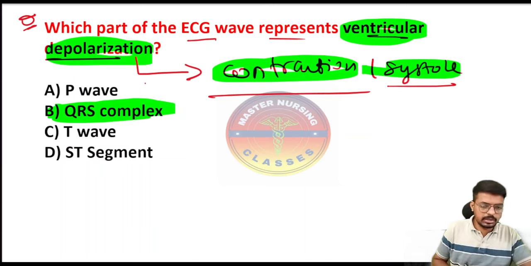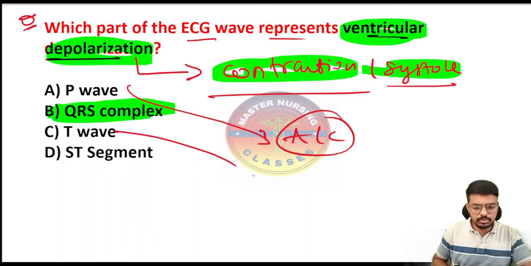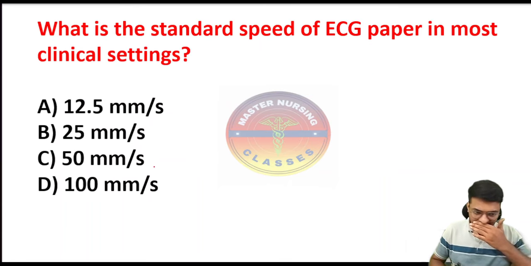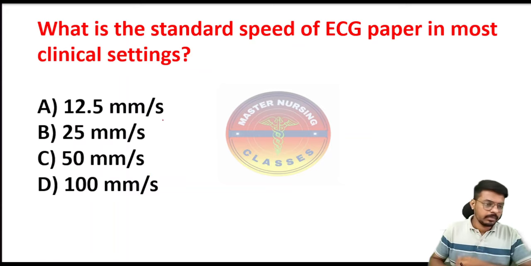Very important. Then the P wave we have studied already. That is the atrial contraction or the atrial systole. Okay, the T wave is the only wave which represents the diastole or the repolarization, that is the ventricular relaxation or the ventricular repolarization. Very, very important, we have discussed this just now. Okay, so let me come to the next question here.